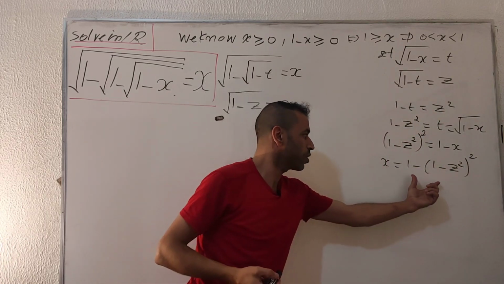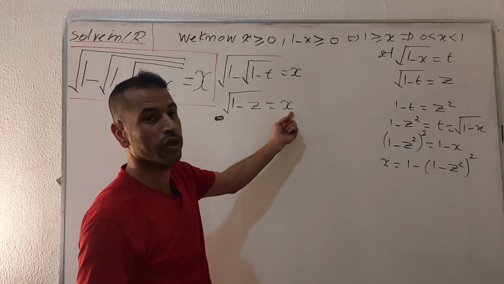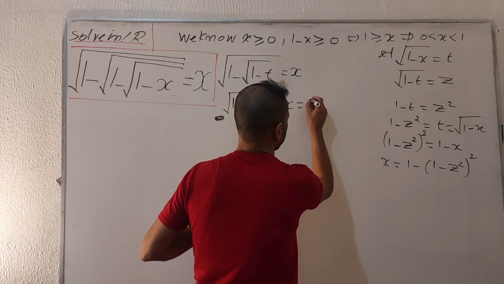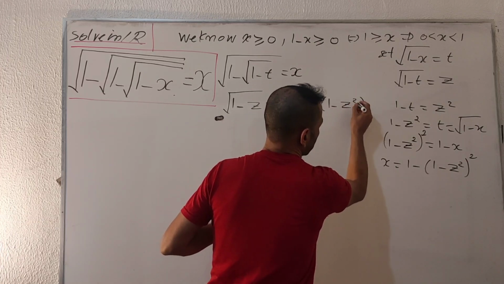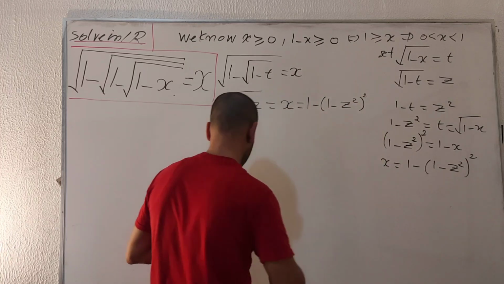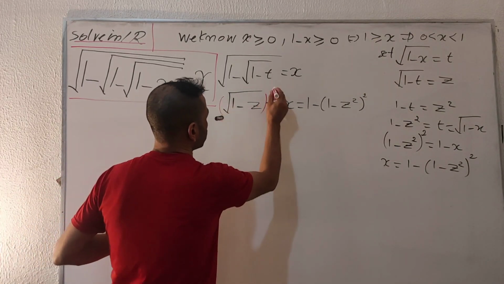Let's take this value of x and insert it back into this one here. So this one is giving us 1 minus z squared raised to the power of 2. And also we are going to square both sides of this equation like this.